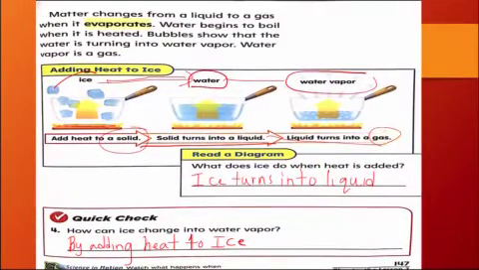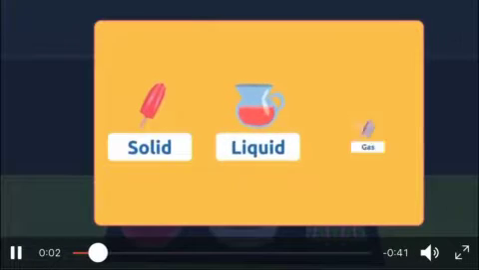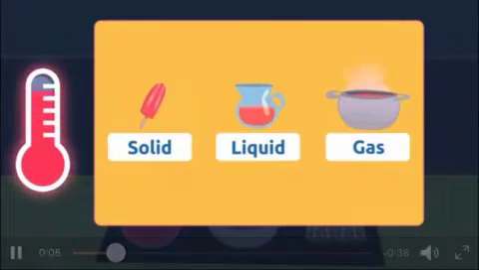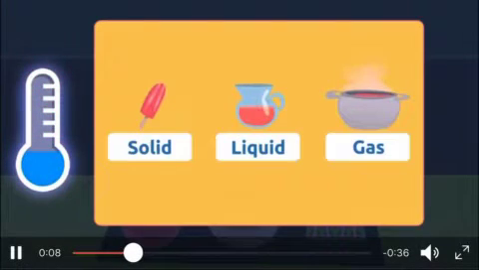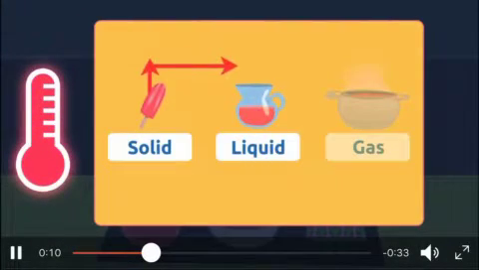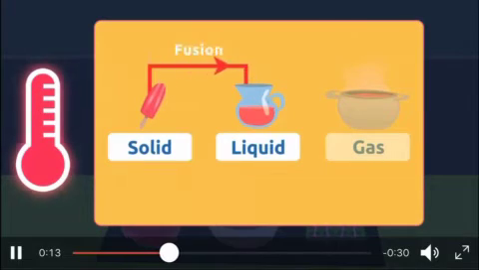Now let's move to the video. So this video helps you understand how can heating change matter and how cooling change matter. All right? We have solid, liquid, and gas. So if we heat solid matter, it becomes liquid. When we heat solid, it becomes liquid. So this process is called fusion.